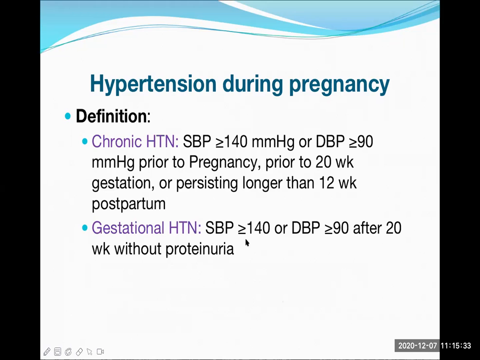Gestational hypertension has the same criteria: systolic blood pressure more than 140 millimeters of mercury, or diastolic blood pressure equal to or more than 90, after 20 weeks without proteinuria. Let me underline this very important term: without proteinuria. If there is proteinuria, we call it preeclampsia, so it will go into preeclampsia now.